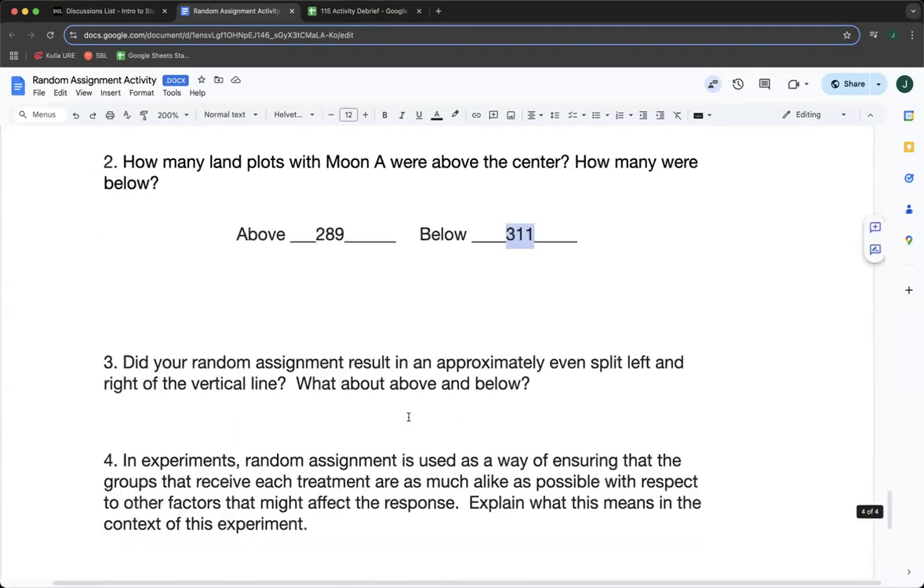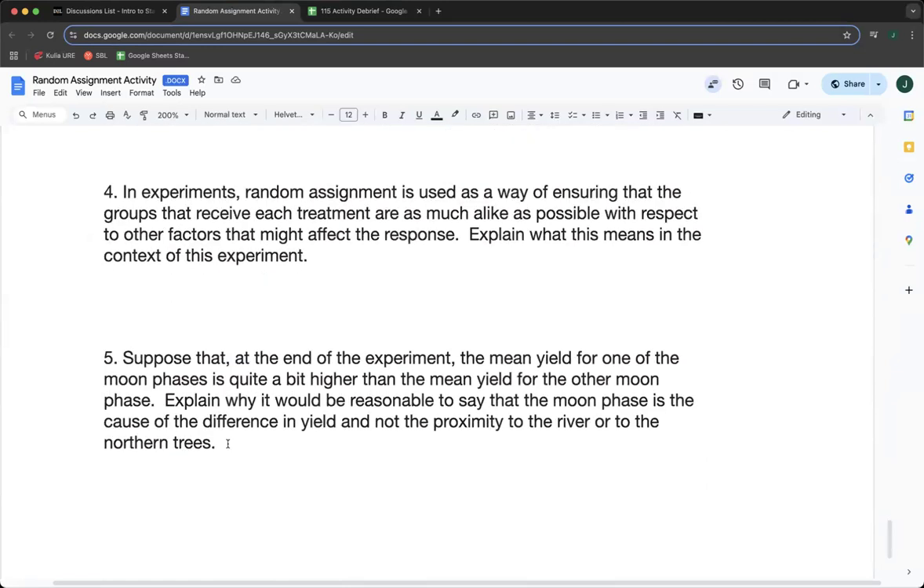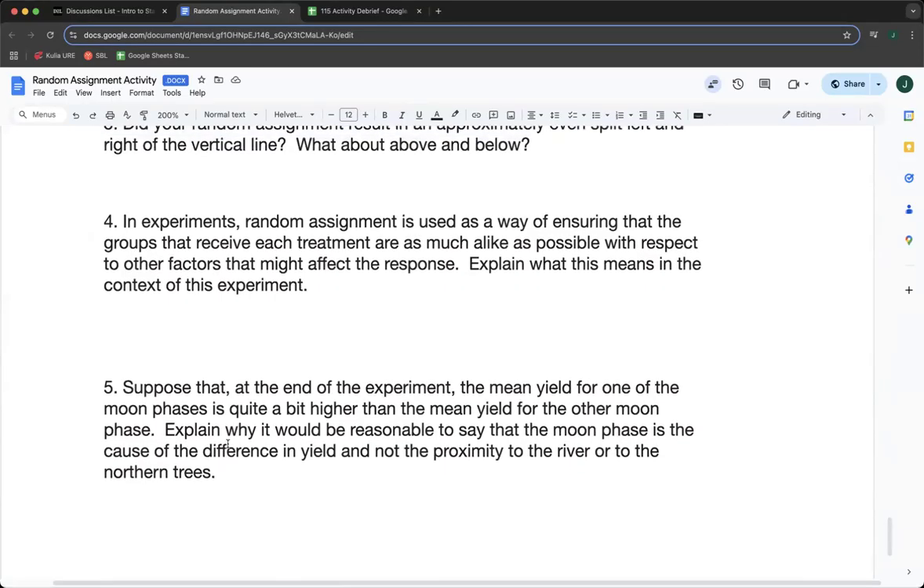Okay, coming back to the last question, number five: suppose at the end of the experiment, the mean yield for one of the moon phases is quite a bit higher than the mean yield for the other moon phase. Explain why it would be reasonable to say that the moon phase is the cause of the difference in yield and not proximity to the river. That's easy to say because you have roughly the same amount that are to the left, right? So you have roughly the same amount of A's and B's that are close to the river, which means it's not really an unfair advantage because they're about the same. The same thing for the top or bottom.